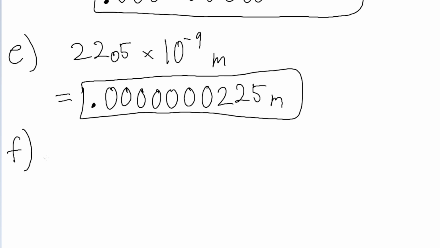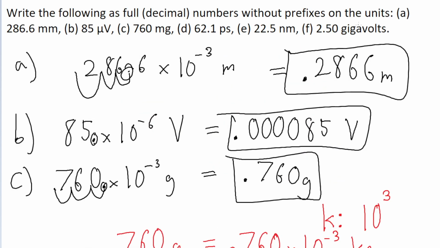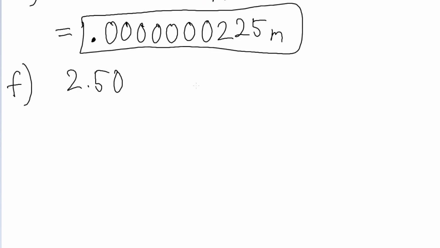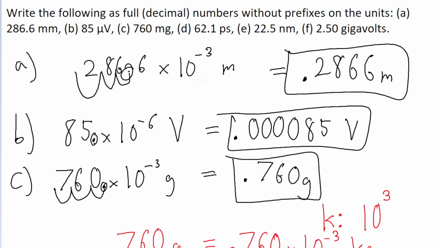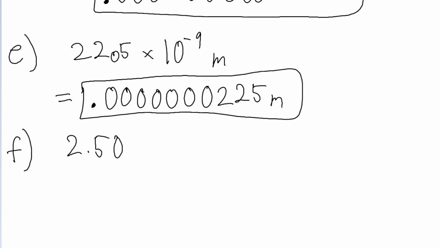Part F, the unit is 2.50 gigavolts. I don't know why the problem is written in a way so that giga is written out instead of using the typical abbreviation. Usually, giga as a unit prefix is abbreviated as a capital G, but it's written out and that's fine for us. It doesn't change anything. It's just noticeably inconsistent, but whatever.